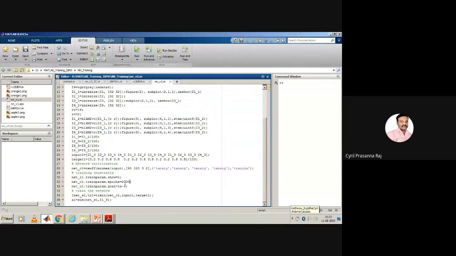The third important point is the training parameters. You are telling the network to get trained until the error becomes 1e-9 or epochs reach 2000. So you can change these parameters here. Not the first one, but the second and third one.